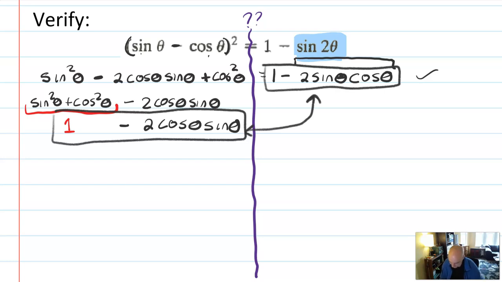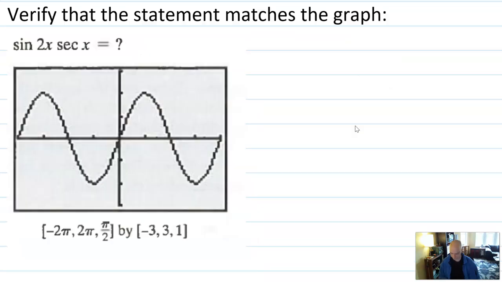If you did not feel like working anymore with the right side, or you just didn't start with the right side, at this point you might also say, oh my gosh, guys, this is the identity for sine of 2 theta, and substitute that in, and then get that this side is equal to 1 minus sine 2 theta, and then you would also be done. So you can proceed in a number of ways, but as after you factor out that binomial.